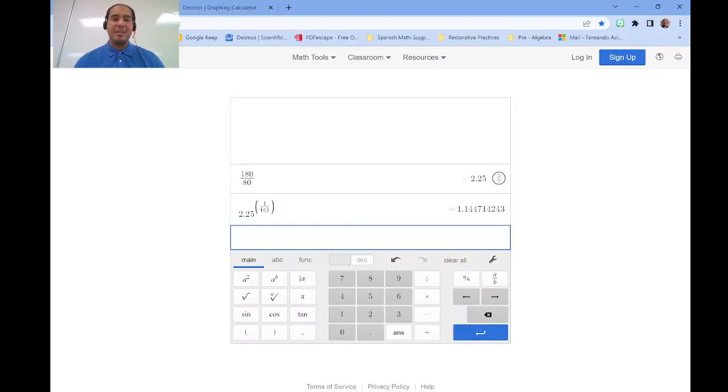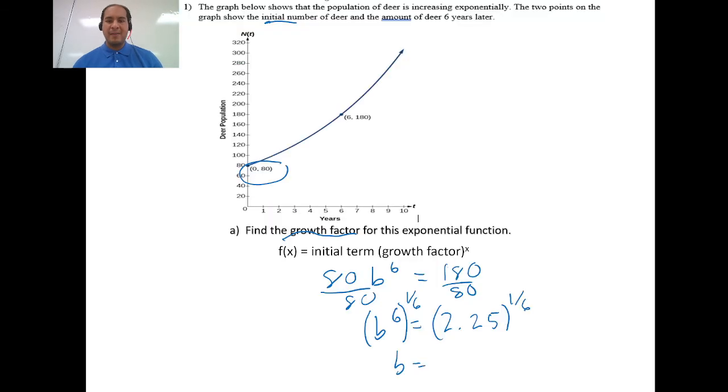Check out how I typed it in here into Desmos. 2.25 to the power of 1 over 6, and that gives us 1.1447. Let's go to 1.145 for our answer. So that is our growth factor. Okay, that's the first part of the problem. We use the information that we were given to find the growth factor.